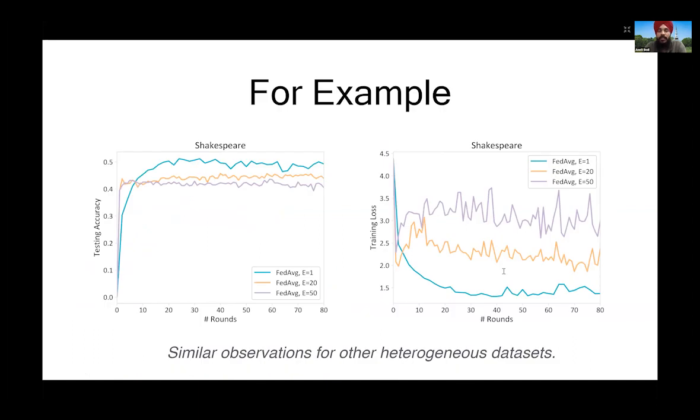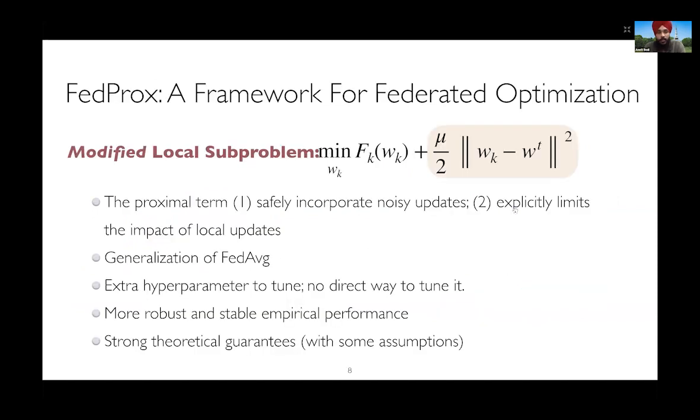As quick empirical evidence of the divergence of FedAverage, we can see that for different epochs, the training and testing performance of the FedAverage algorithm is not very good on the Shakespeare dataset, which is highly heterogeneous, and we can observe the same behavior in other datasets as well. So there are different issues.